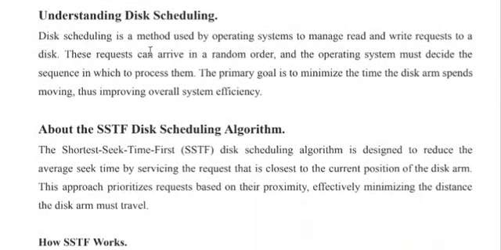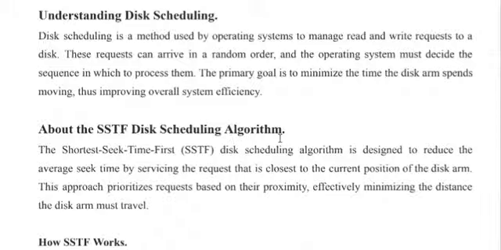Understanding disk scheduling. Disk scheduling is a method used by operating systems to manage read and write requests to a disk. These requests can arrive in a random order, and the operating system must decide the sequence in which to process them. The primary goal is to minimize the time the disk arm spends moving, thus improving overall system efficiency.